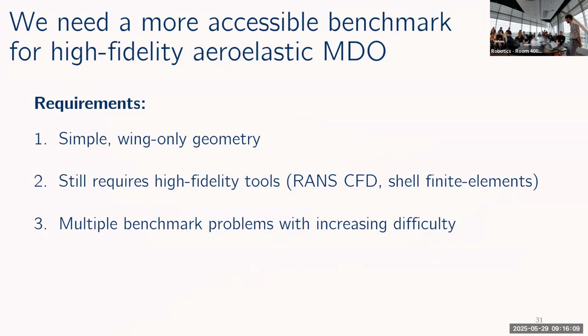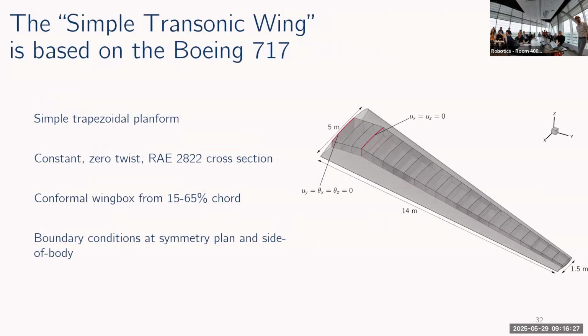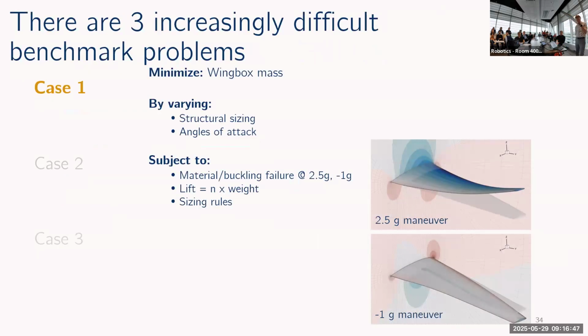So I wanted it to be a simple wing-only geometry, but something that still requires high-fidelity tools. And then I wanted to pose a series of increasing complexity benchmark problems so that we could ease into the problem. And so the model that I proposed is called the simple transonic wing. It has a very simple trapezoidal planform that's based on the Boeing 717, and inside has a pretty conventional, simple, conformal wing box. And then along with that model, I posed 3 benchmark optimization problems to solve using the model.